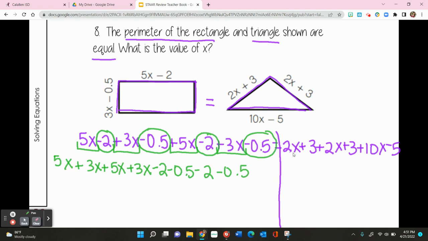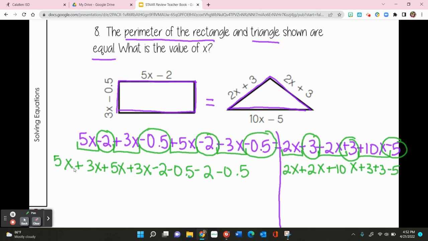Now let's move over to the right side. Again, we're going to start off by grouping our x's together. So I have 2x plus 2x plus 10x. Now for our constants, we have plus 3, and minus 5. So now that we've grouped everything together, now we're going to go ahead and simplify.